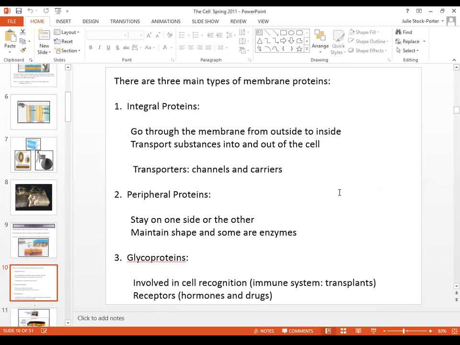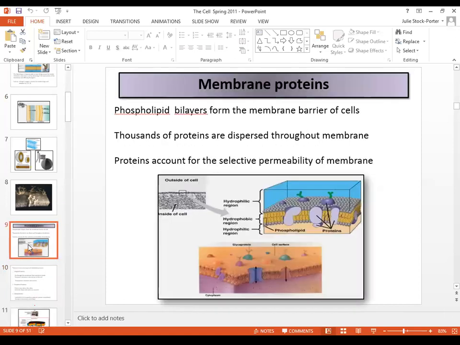And there are two types, channels and carriers. So let's take a look at that. Let's go back up here. If I have an integral protein, the first definition of that protein is that it goes from the inside to the outside. So here's the inside, here's the outside. You see how these proteins go all the way through the membrane and are able to transport things in and out of the cell? If you go here, these can't. And the ones that are just stuck up here like little gumdrops, they can't do it either.